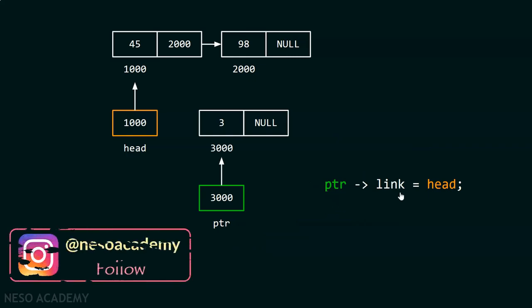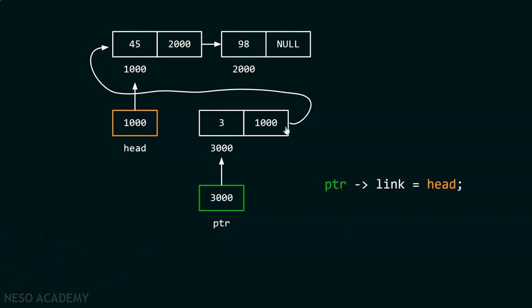First step is ptr link equal to head, which means that we need to update the link part of this node first. And actually it will get updated by this address 1000, which means that this node will point to this node, right? Of course, I want to make this node the first node of this list. So the link part of this node must point to this node so that this becomes the second node of the list. Isn't that so? So ptr link equal to head does the same job. It actually updates the link part of this node.